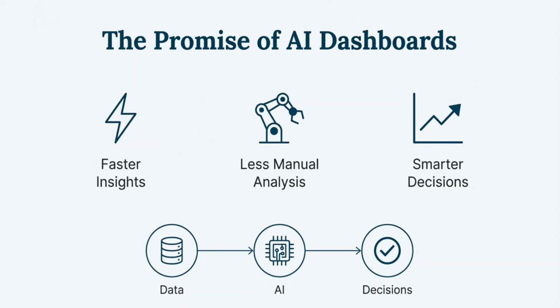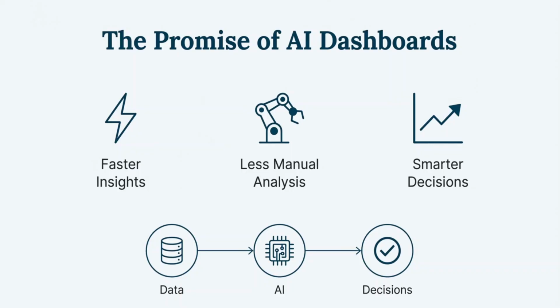Now let's start with what kind of promise AI dashboards ideally give. AI dashboards promise majorly three big things. First, it will provide faster insights. Second, less manual analysis would be required. Third, it will give you smarter decisions. Correct. So on paper, ideally, this particular framework or promise looks perfect.